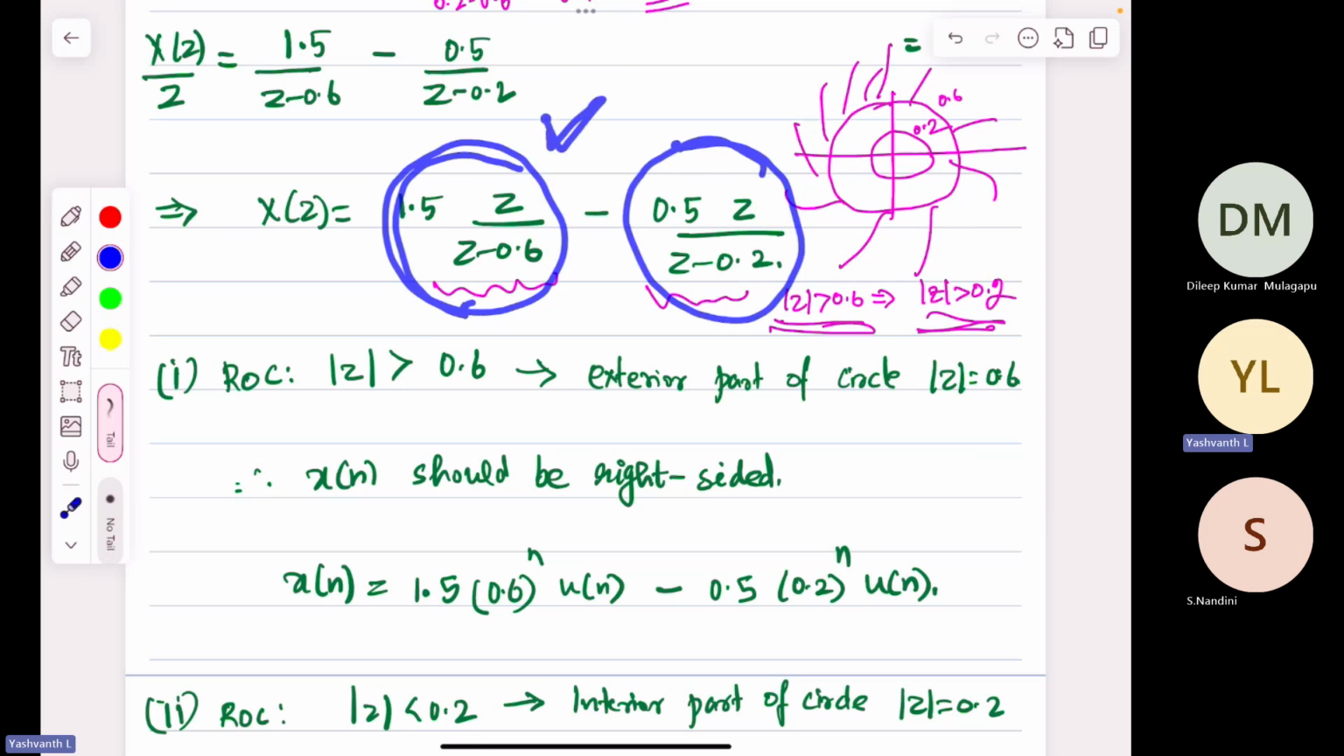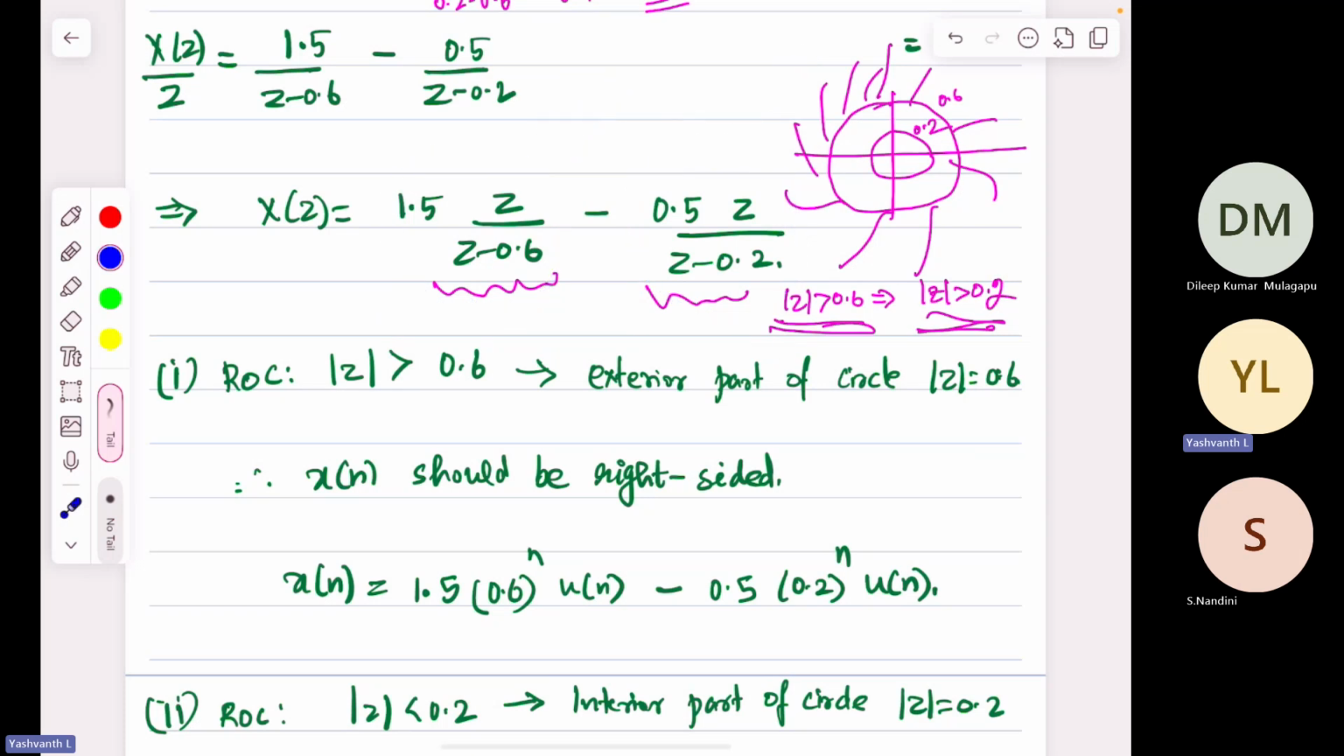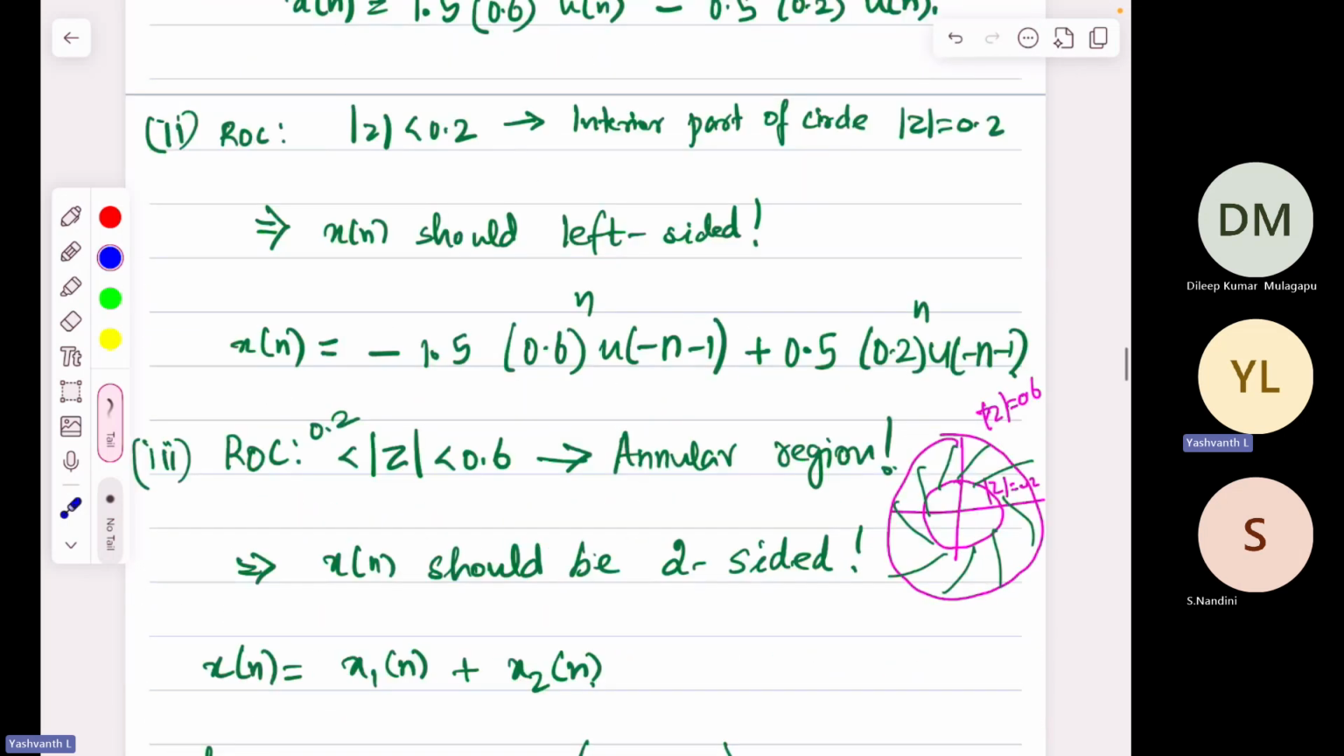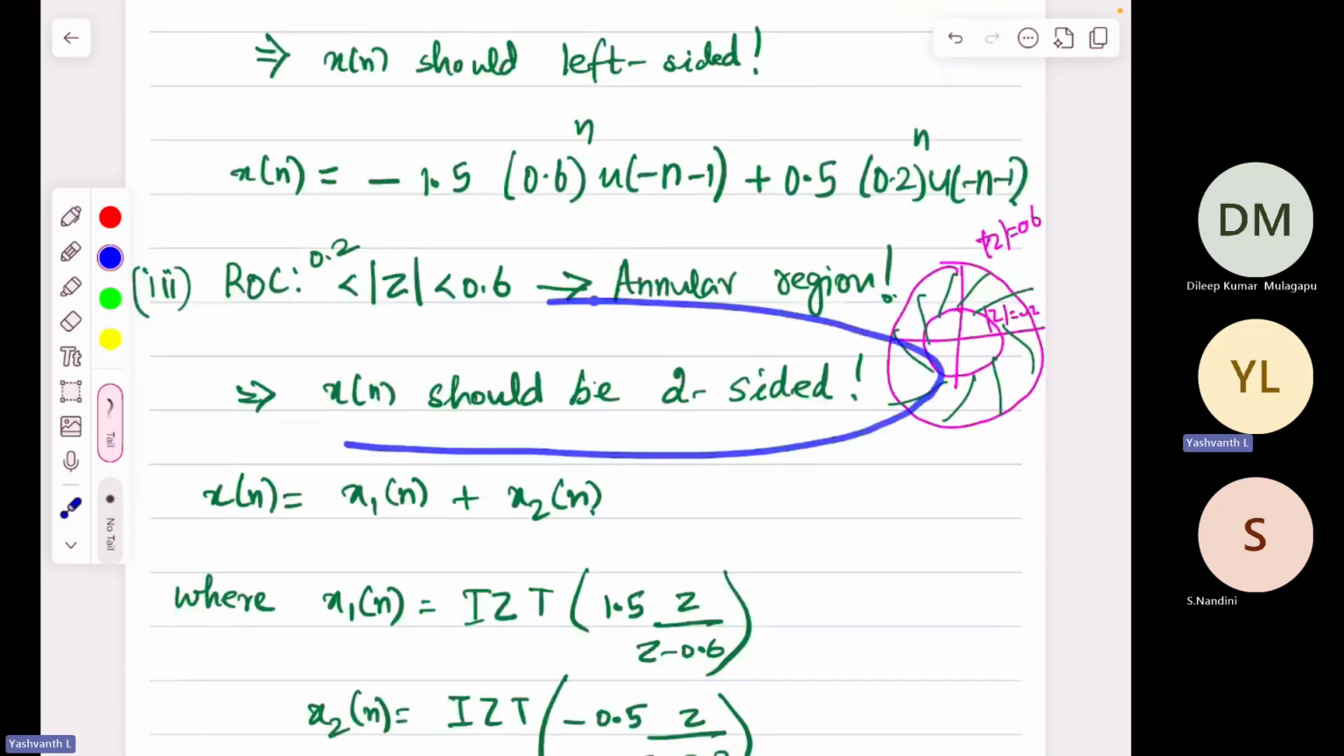And since an interior part will correspond to a left-sided signal, and the exterior part will correspond to a right-sided signal, addition of a left-sided and right-sided signal will give rise to a two-sided signal. That is, it takes a non-zero value all the way from n equal to minus infinity to plus infinity. Okay, therefore x of n is two-sided.